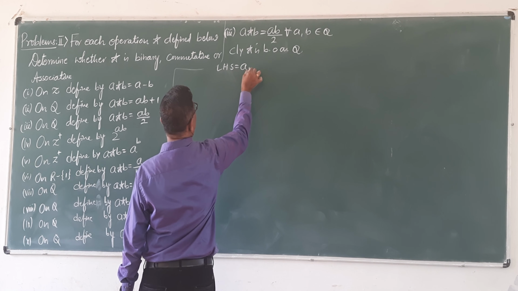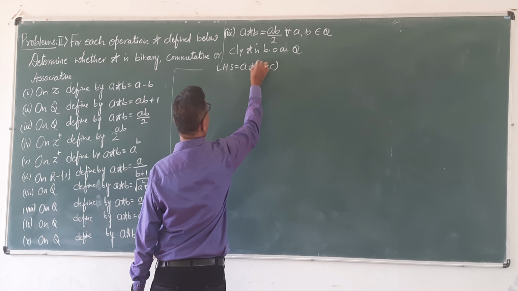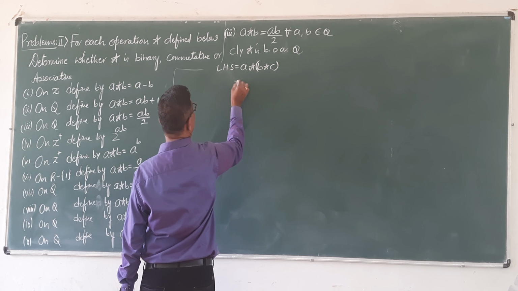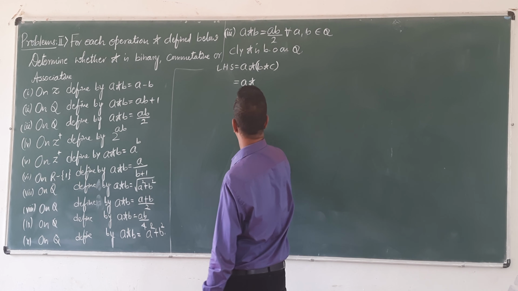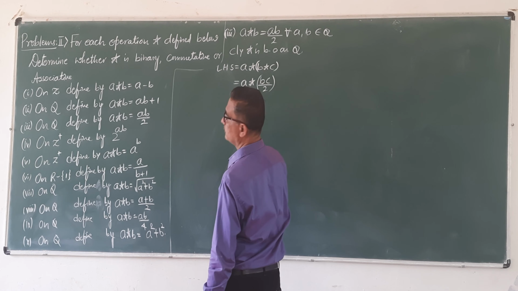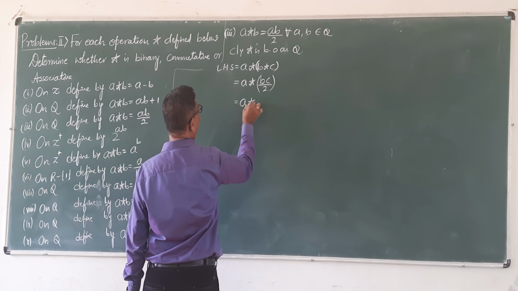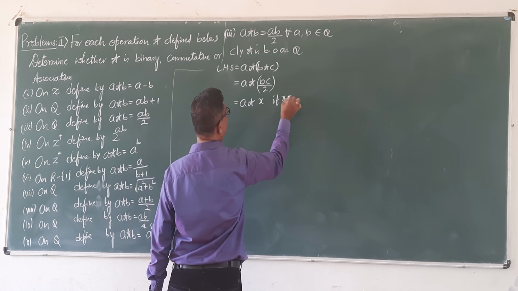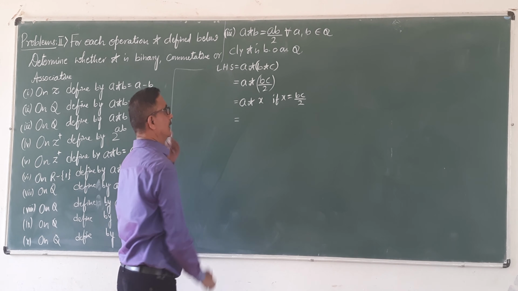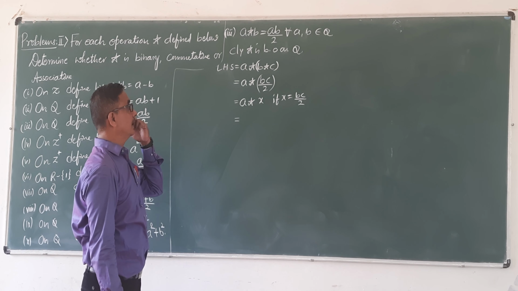Take LHS. A star (B star C). A star B is equal to AB by 2, that is given. Instead of A and B, here come B and C. What is B star C? BC by 2. Right? That is equal to A star. Put BC by 2 is equal to X, where X is equal to BC by 2. Since A star B is equal to AB by 2, instead of B, here comes X. What is A star X? That is AX by 2. Right? So that is equal to A by 2. The value of X is BC by 2. That is ABC divided by 2 to the power 4.